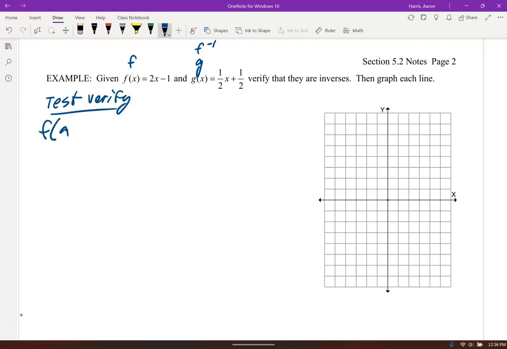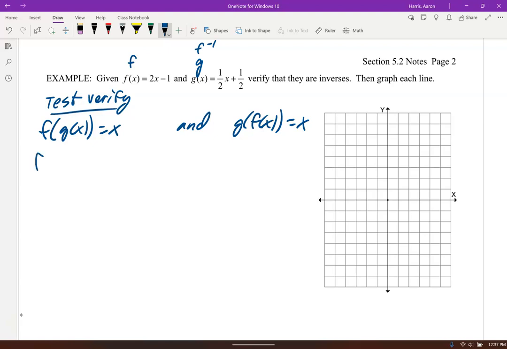This has to be true. f of g of x has to spit out x, and g of f of x has to spit out x. If it satisfies both of those, they are inverses. So let's start with the first one.